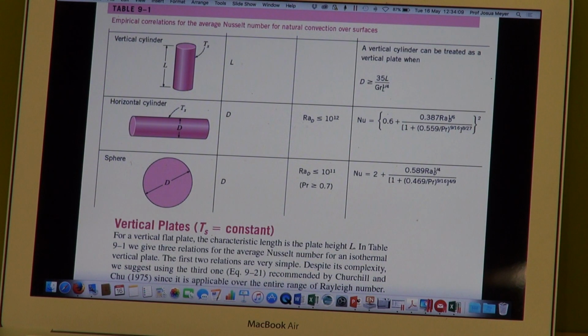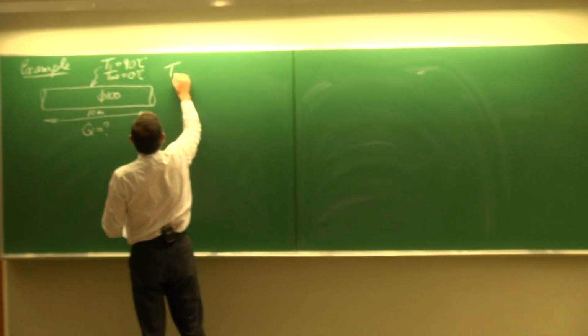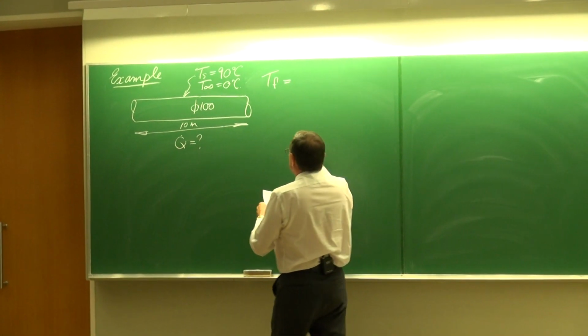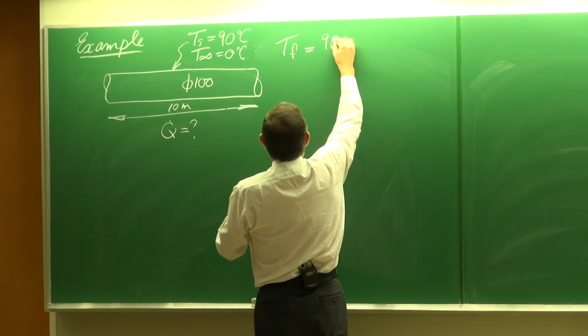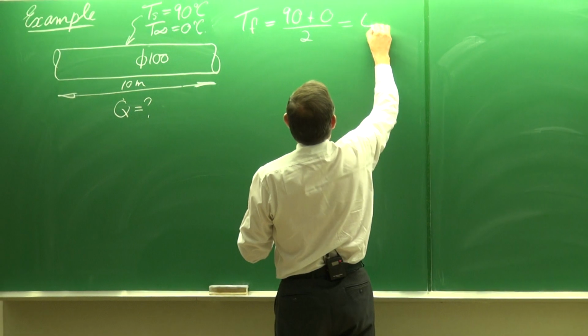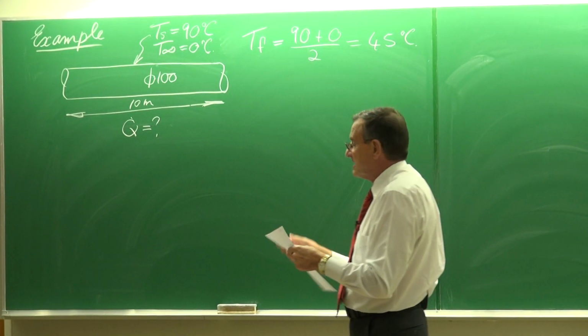So to get to the heat transfer coefficient, we obviously need to solve the Nusselt number. To get the Nusselt number, we need to get the Rayleigh number or the Grashof number. Okay, so let's start doing that. Firstly, we need to get the properties of the air on the outside, and we get it at the film temperature, which is equal to 90 degrees plus 0 divided by 2. So we would like to get the properties at a temperature of 45 degrees Celsius.